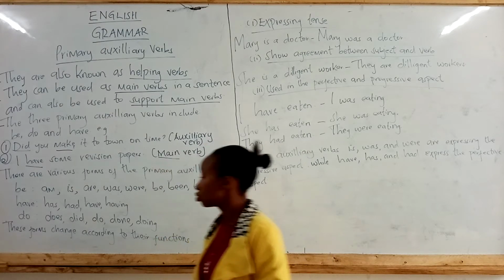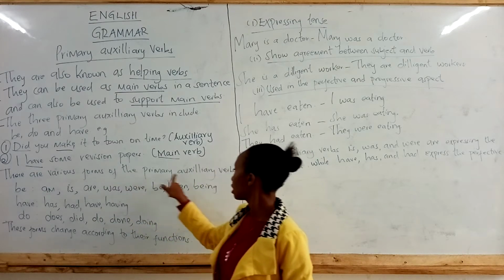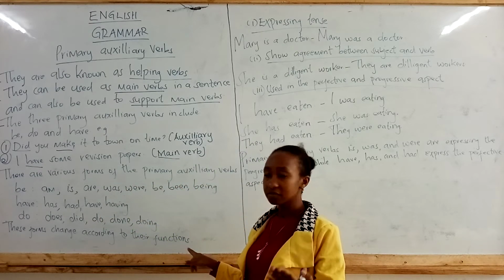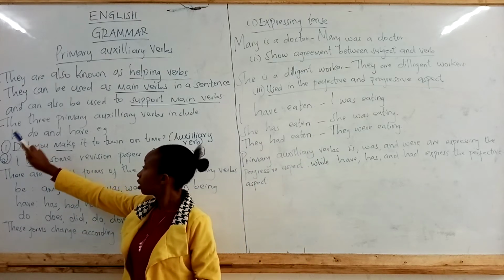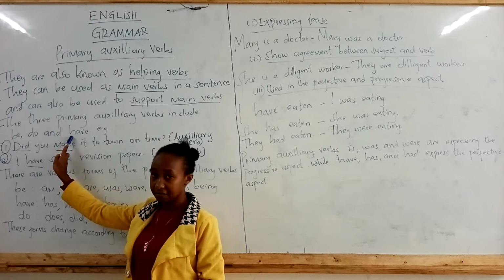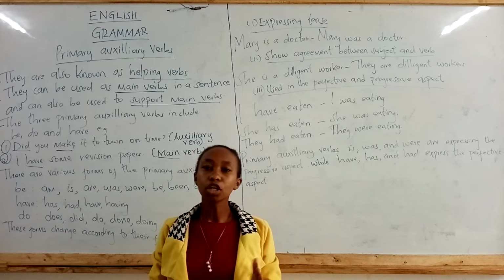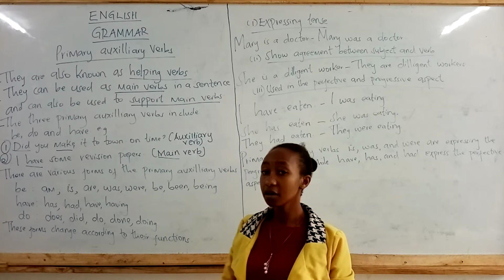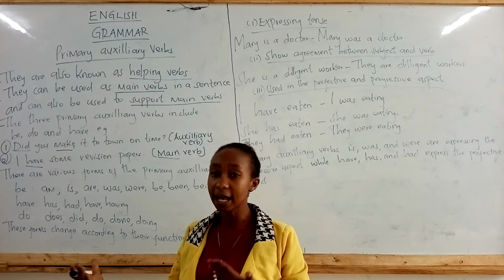We proceed to the next point. There are various forms of the primary auxiliary verbs. As we've said, we have three auxiliary verbs. We have be, we have do, and we also have have. But these auxiliary verbs, or rather these helping verbs, normally take various forms depending on the function they are serving in a sentence.